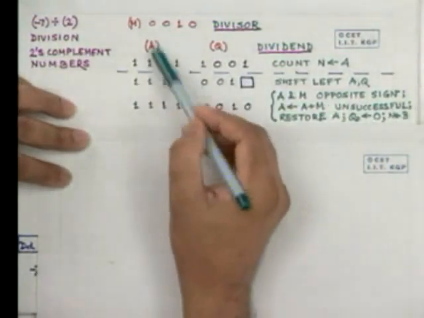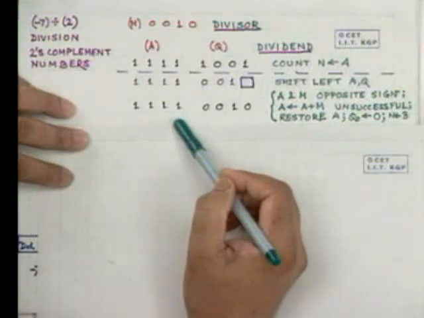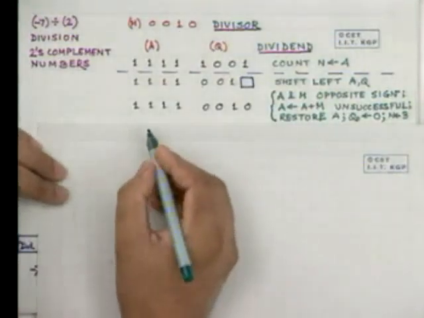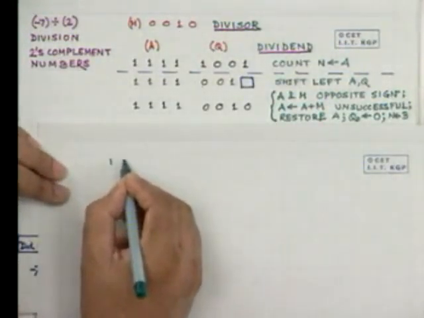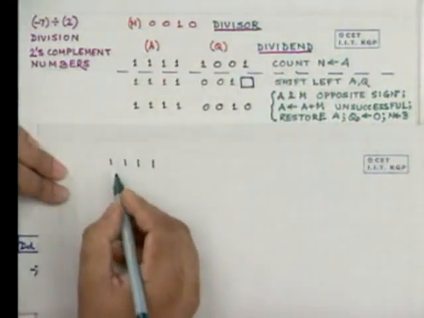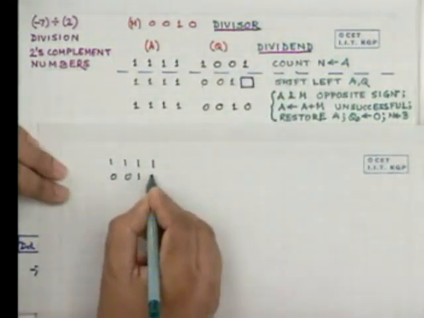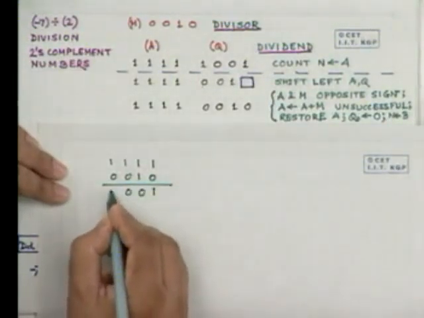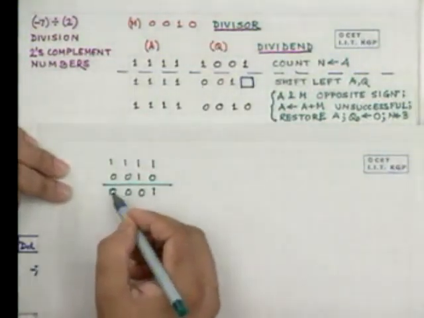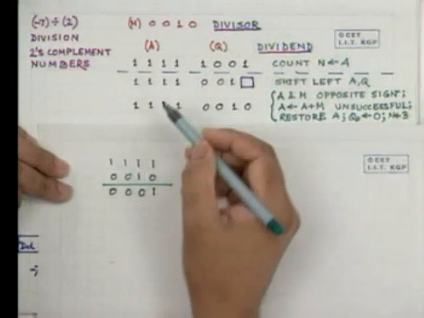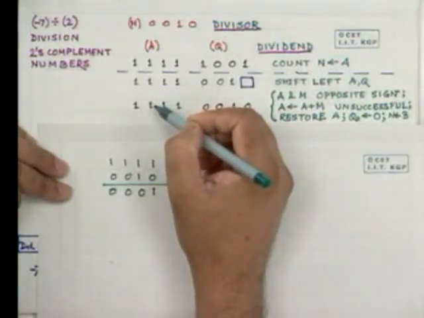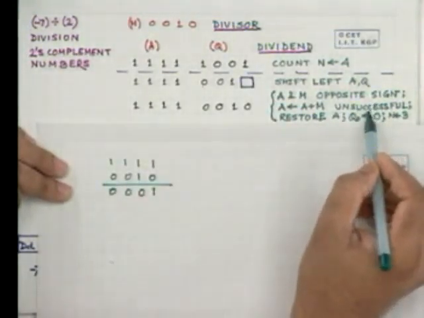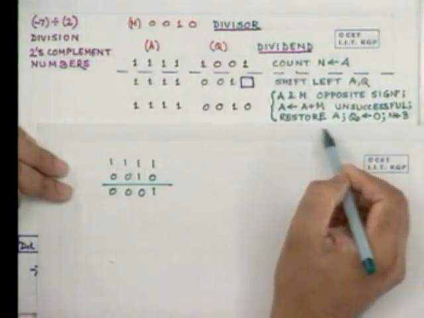Now, A and M are opposite sign, and therefore we do the operation A plus M. Now, as soon as we do that operation A plus M, let's see what happens. A is 1, 1, 1, 1, and M contains 0, 0, 1, 0, and if we add, you see that it will be 1, 0, 0, 0. The operation is unsuccessful because the sign of the A register changes. As soon as the sign of the A register changes, we know that that operation is unsuccessful, and therefore we restore the value of A.